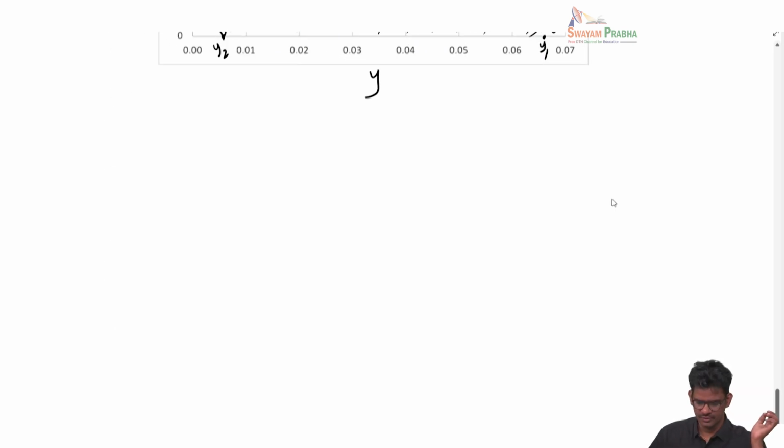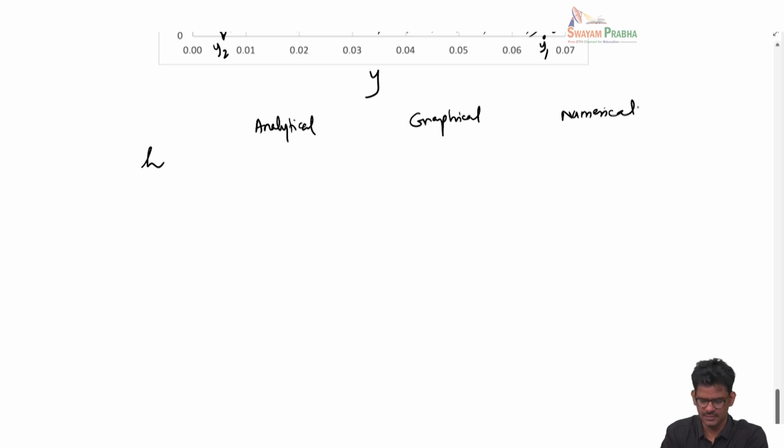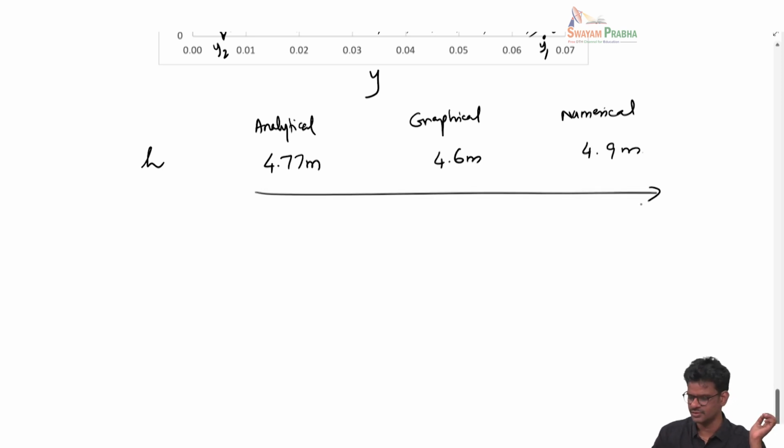So, to summarize, if I calculate H values, let us say analytical, graphical and numerical. Okay, so there are 3 ways to do this. In the analytical case, we got 4.77 meters, graphical is 4.6 meters, and this is 4.9 meters. Okay, so you can see they are all almost in the same ballpark.